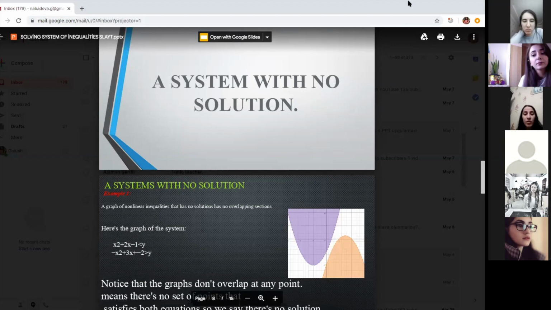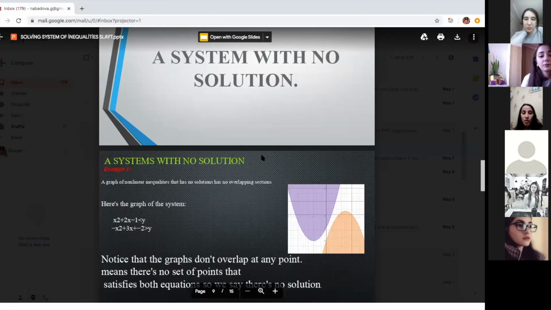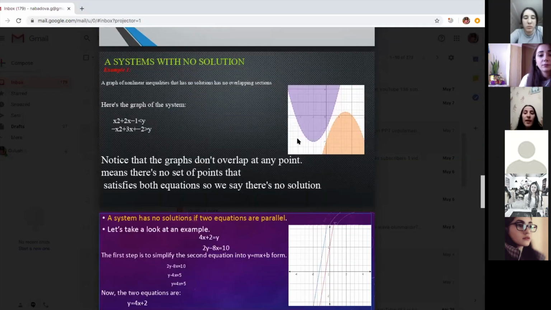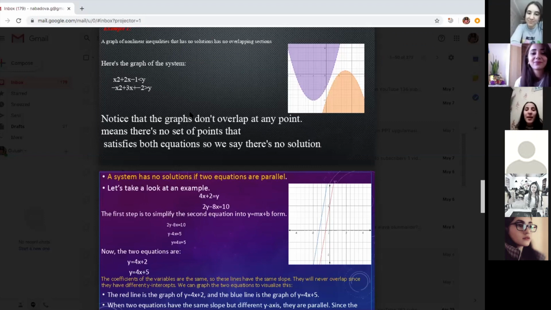Example 1, a graph of non-linear inequalities that has no solution and has no overlapping sections. Here is the graph of the system: x squared plus 2x minus 1 less than y, and minus x squared plus 3x minus 2 greater than y. Notice that the graphs don't overlap at any point. It means there is no set of points that satisfies both inequalities, so we say there is no solution.